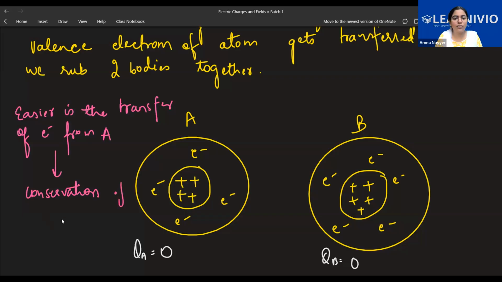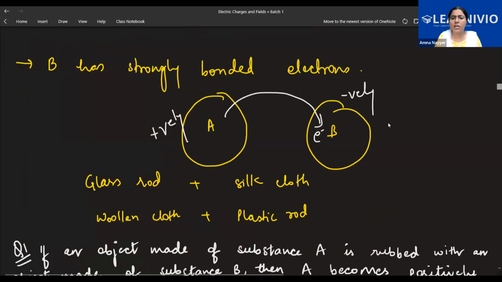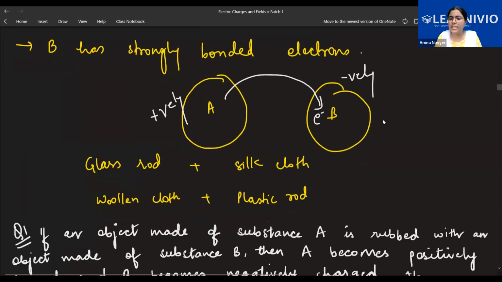Conservation of charges. For all the objects, you need not remember which will be positive and which will be negative, but at least you can remember for glass rod and silk cloth and woolen cloth and plastic rod. These are present in your NCERTs. Nobody's going to ask you that, but just in case it comes: once this experiment was done, it was concluded that glass rod becomes positively charged and silk cloth becomes negatively charged.